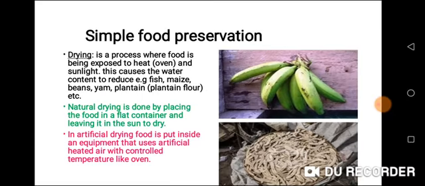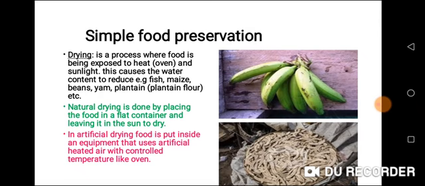Now, drying is a process where food is being exposed to heat, that is oven. That method is called artificial drying, because the food is put inside an equipment that uses artificial heated air with controlled temperature like an oven. That is artificial drying. And sunlight, that is natural drying.